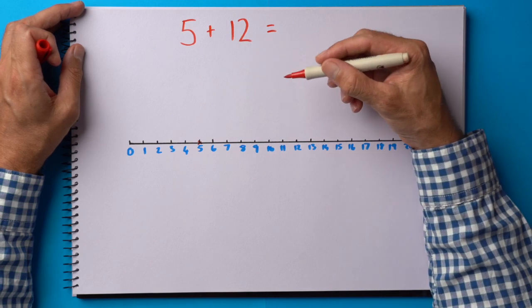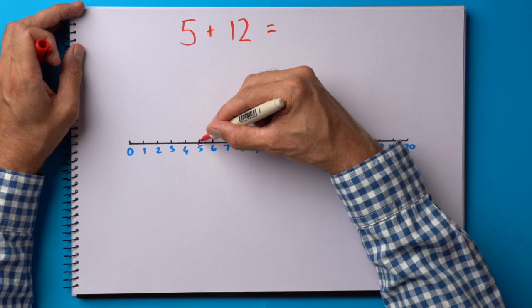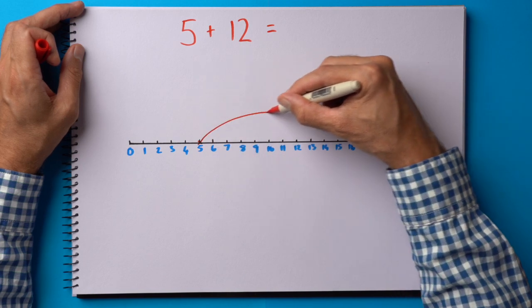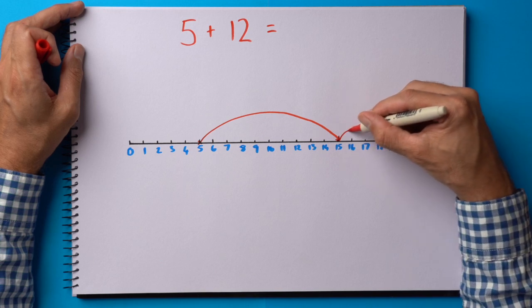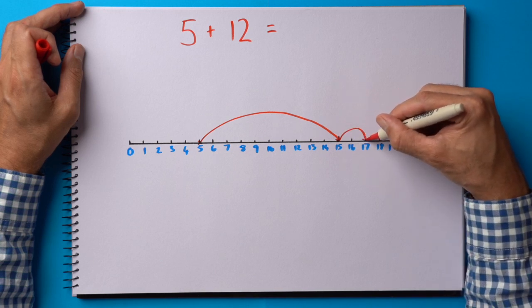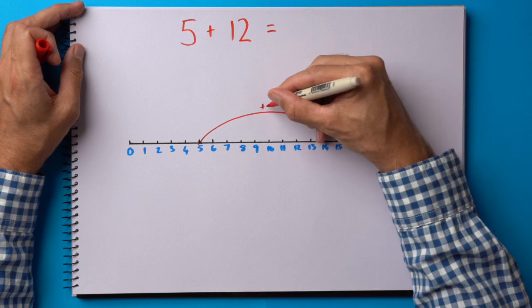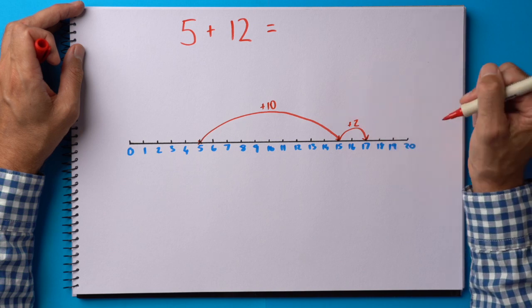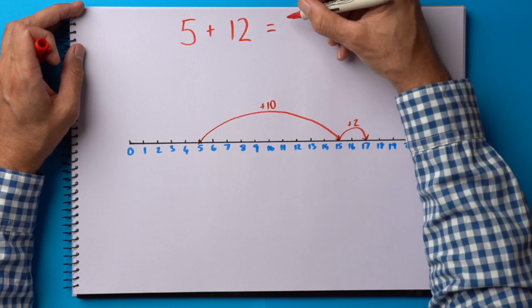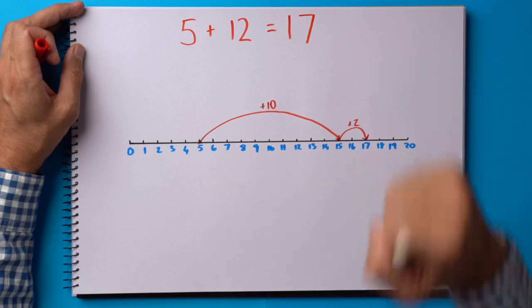So we could do that in a few different ways. We might take a jump of 10 and go up to 15, and then 2 more. So we've broken it into plus 10 plus 2, and that takes us to 17. So we know our answer then is 17.